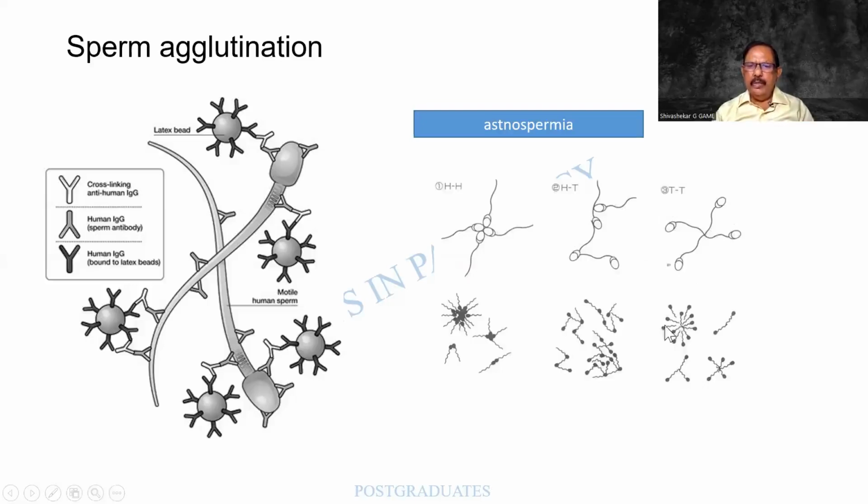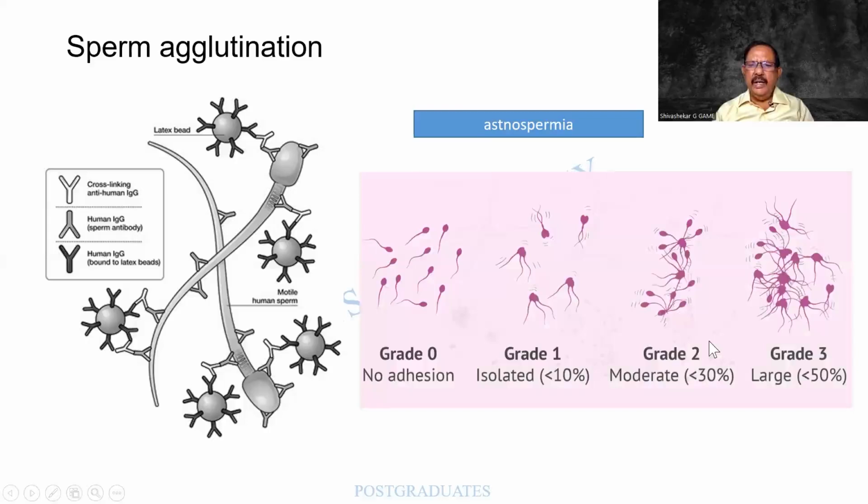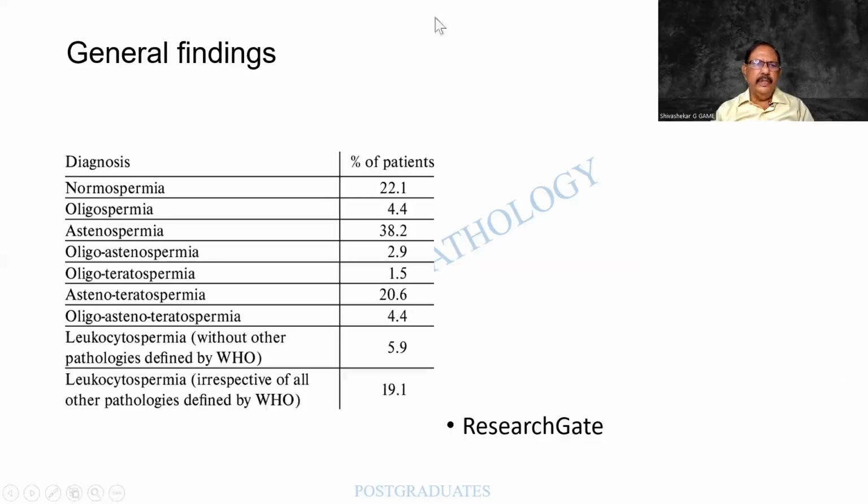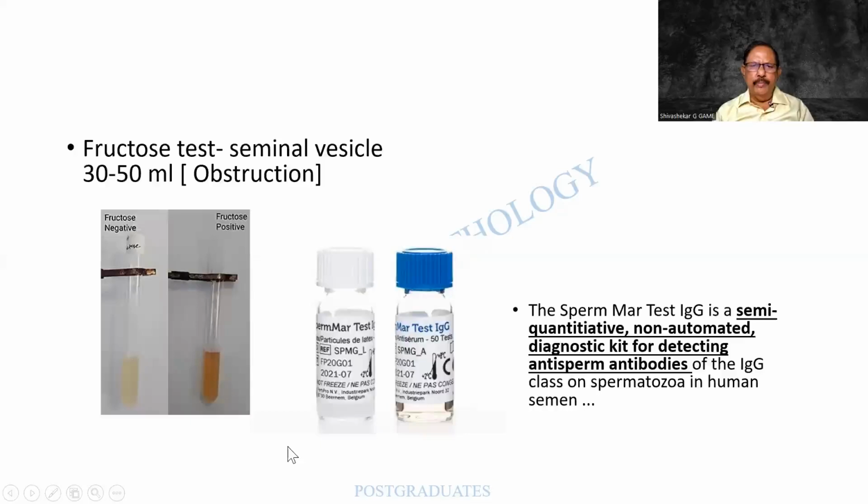Finally, it is counted as a percentage, which is graded like this. This you will have to mention. No adhesion or clumping, and here it is mild, moderate, and severe or large. The general findings are these. So you'll have to report normospermia, normal number of sperms, oligospermia, and then asthenospermia. This is the number of patients, usually data that has been produced by the WHO.